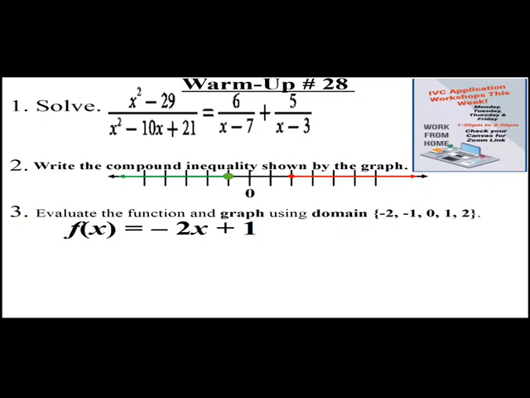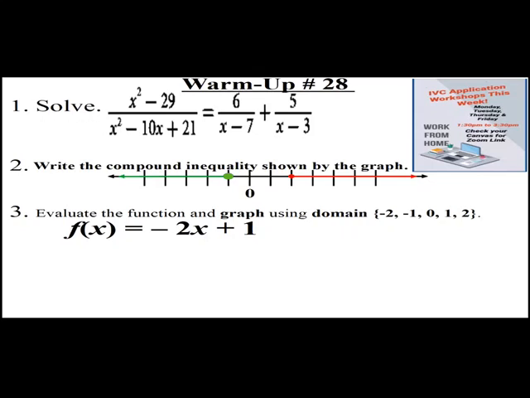Warm-up number 28 is on the screen, and it reads number 1, solve. It's a rational equation that reads x squared minus 29 over x squared minus 10x plus 21 equals 6 over x minus 7 plus 5 over x minus 3.